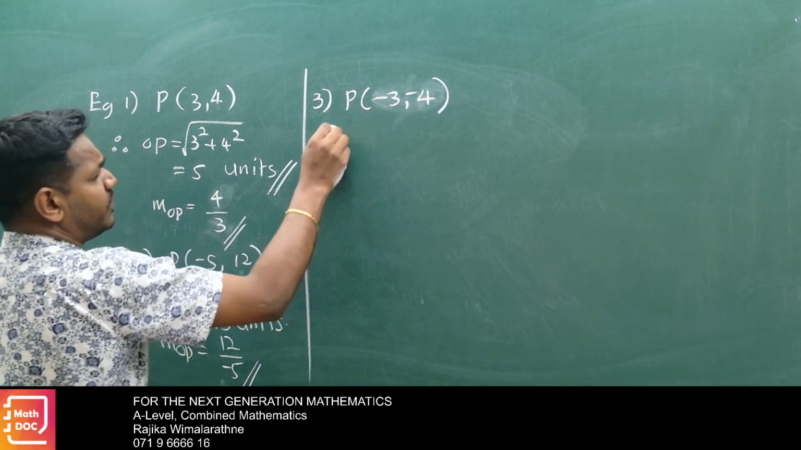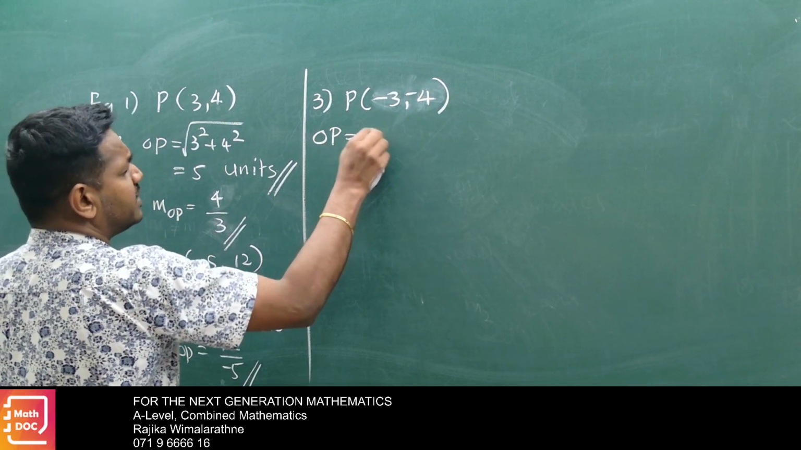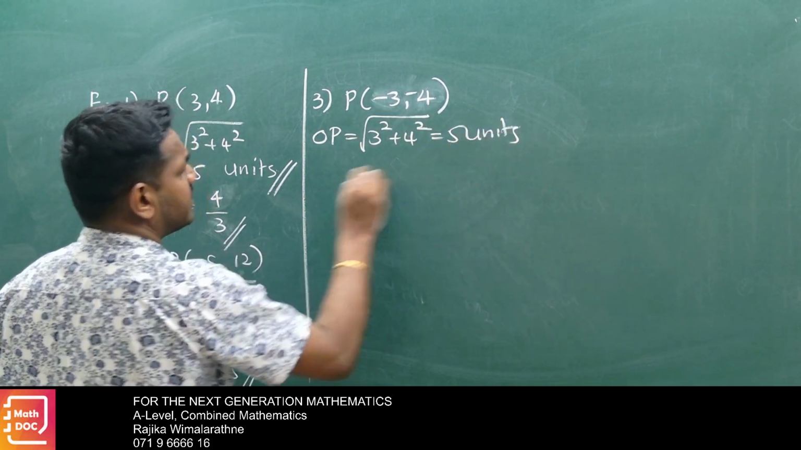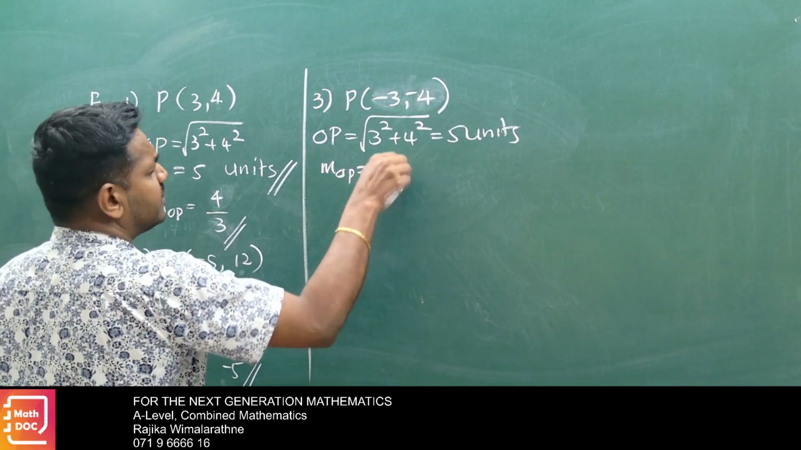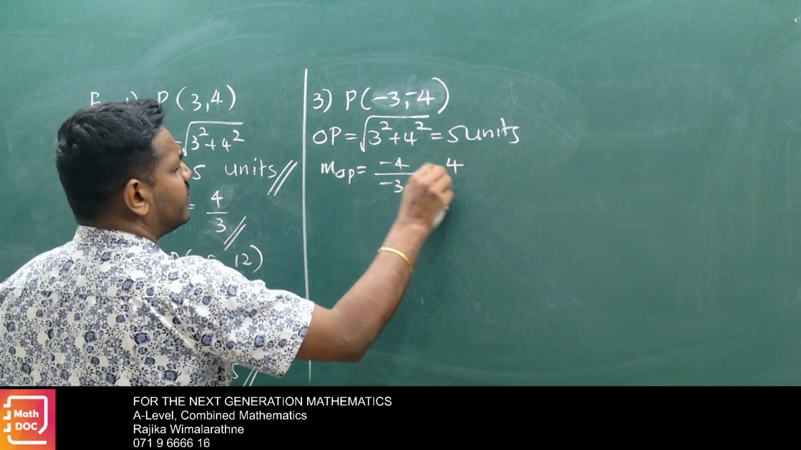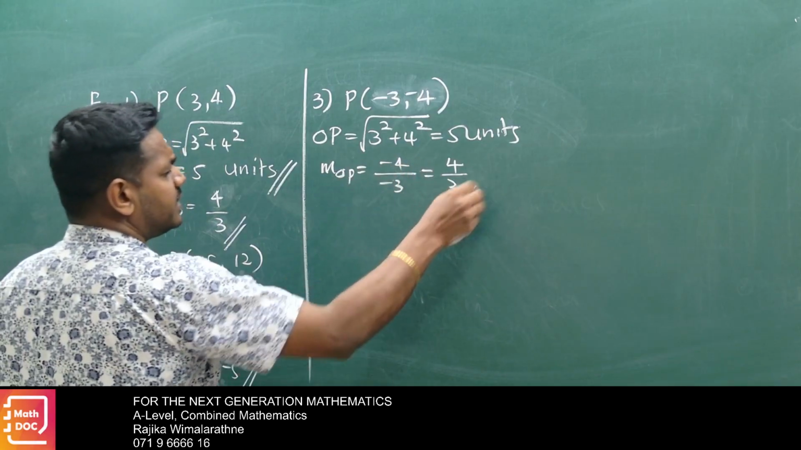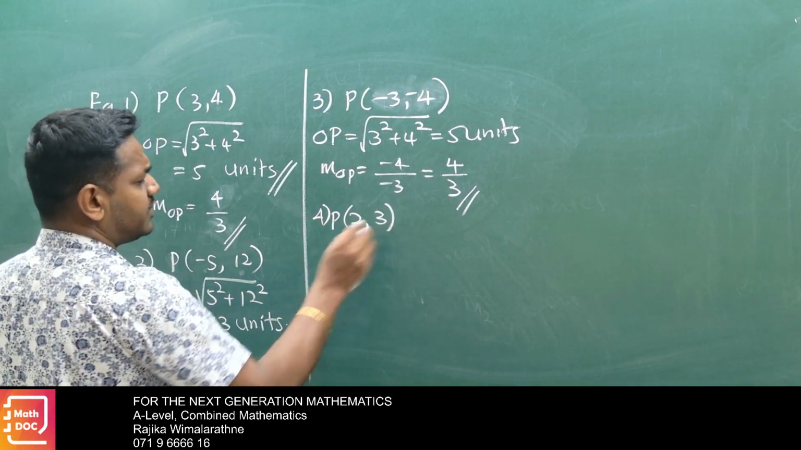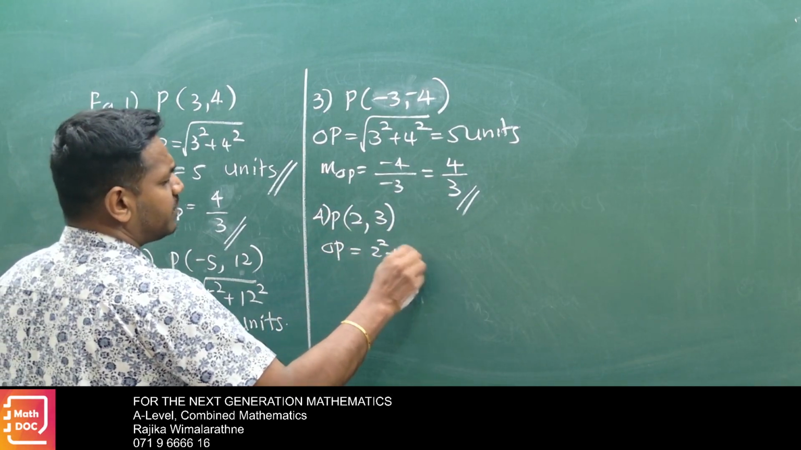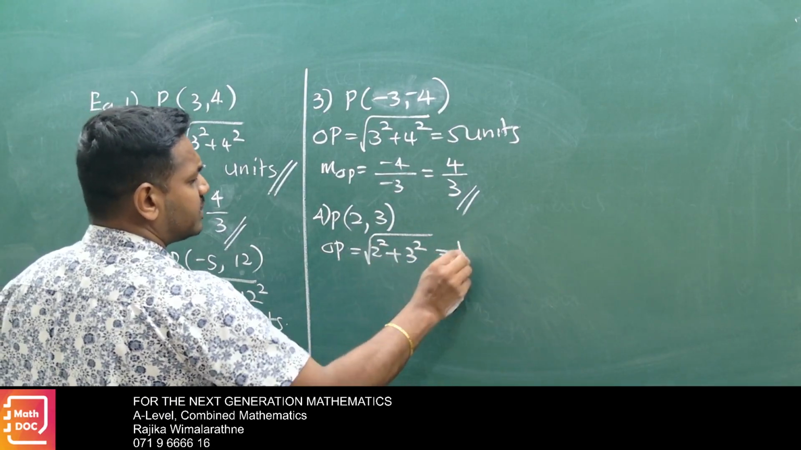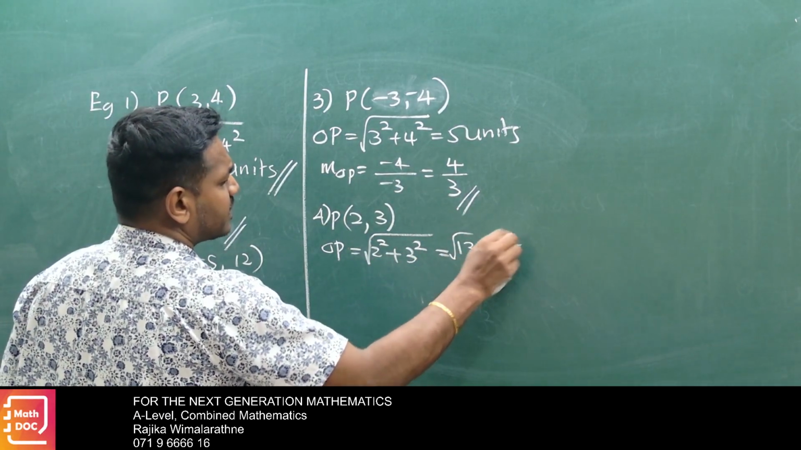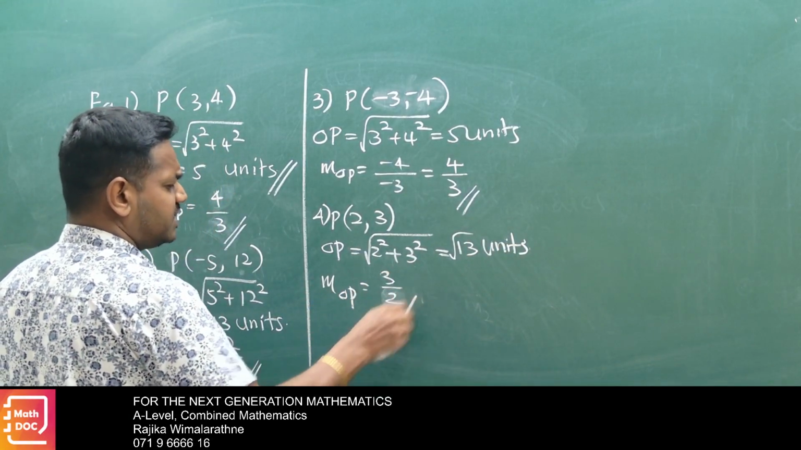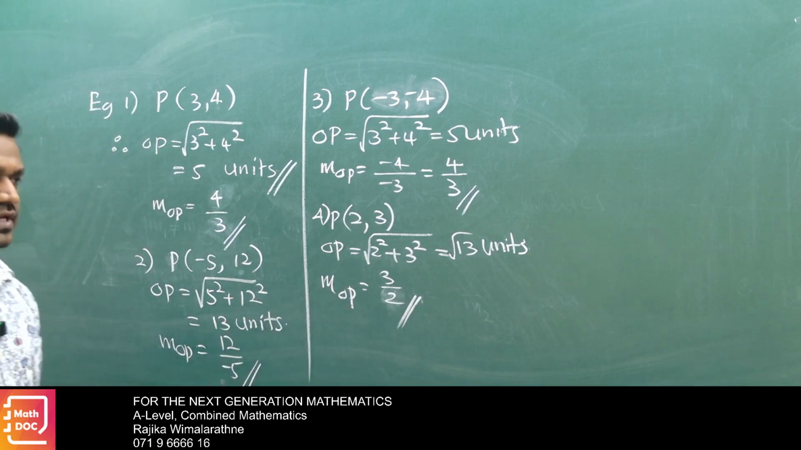P minus 3, 4: OP equals the square root of 3 squared plus 4 squared, 5 units. MOP is 4 over minus 3, minus 4/3. Here we have to consider the sign for the gradient. Fourth one, P 2, 3: then OP is the square root of 2 squared plus 3 squared, here root 13 units. Then MOP is 3 over 2. Then all the other things are the same, no? Only the coordinates will change.